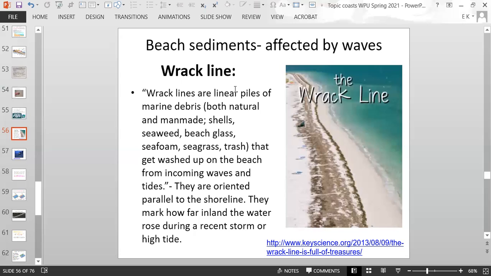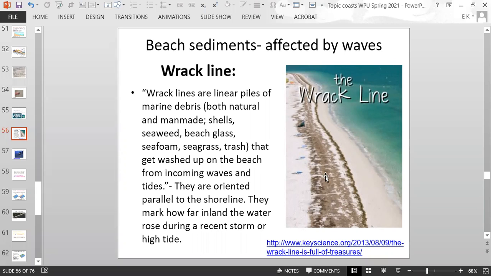So rack lines are linear piles of marine debris. It could be natural and man-made debris. So shells, seaweed, beach glass, sea foam, seagrass, but also just garbage, like random pieces of styrofoam or things like that. And they get washed up onto the beach from incoming waves. And they're oriented parallel to the shoreline, and they tell us how far inland the water came during either a recent storm or high tide.